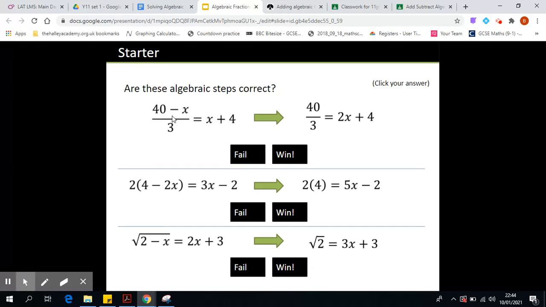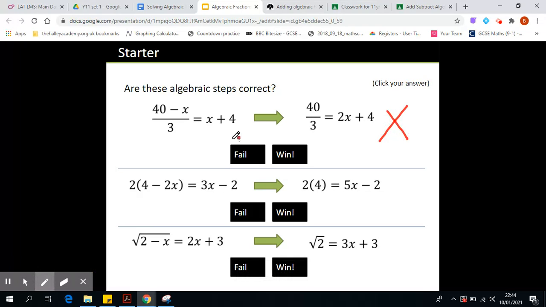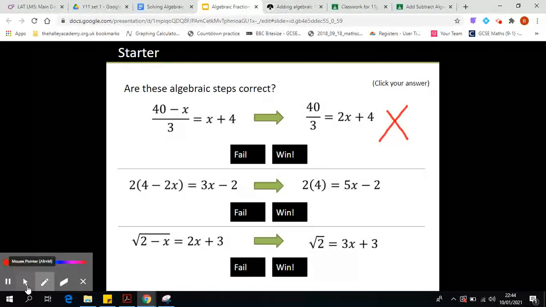Here we have 40 take away x over 3 is equal to x plus 4. I've seen some students adding x on both sides, which would provide us 40 over 3 equal to 2x plus 4. This is incorrect because this x is divided by 3, hence we cannot add x's on both sides.